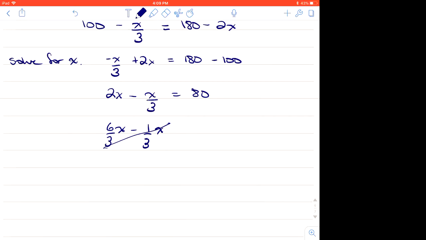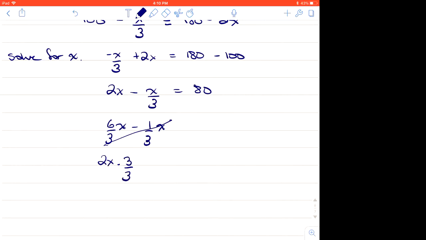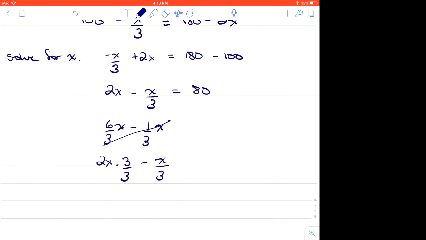So we want to get 2x over a common denominator with 3, right? And we did that before. We said 2x times 3 over 3, minus x over 3 times 1 over 1, technically, because 2x is technically over 1. So we're taking the denominator of each of them and multiplying the other term by it. X over 3, the denominator is 3, so we multiply the other term by 3 over 3. 2x has a denominator of 1, so we multiply x over 3 by 1 over 1, technically.